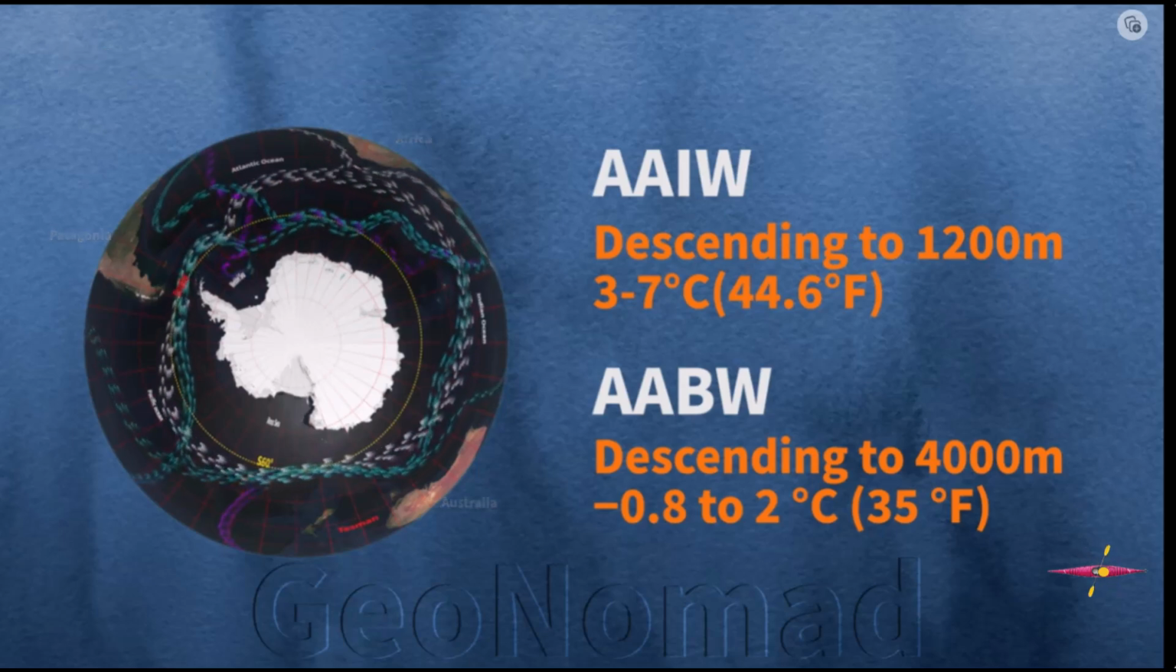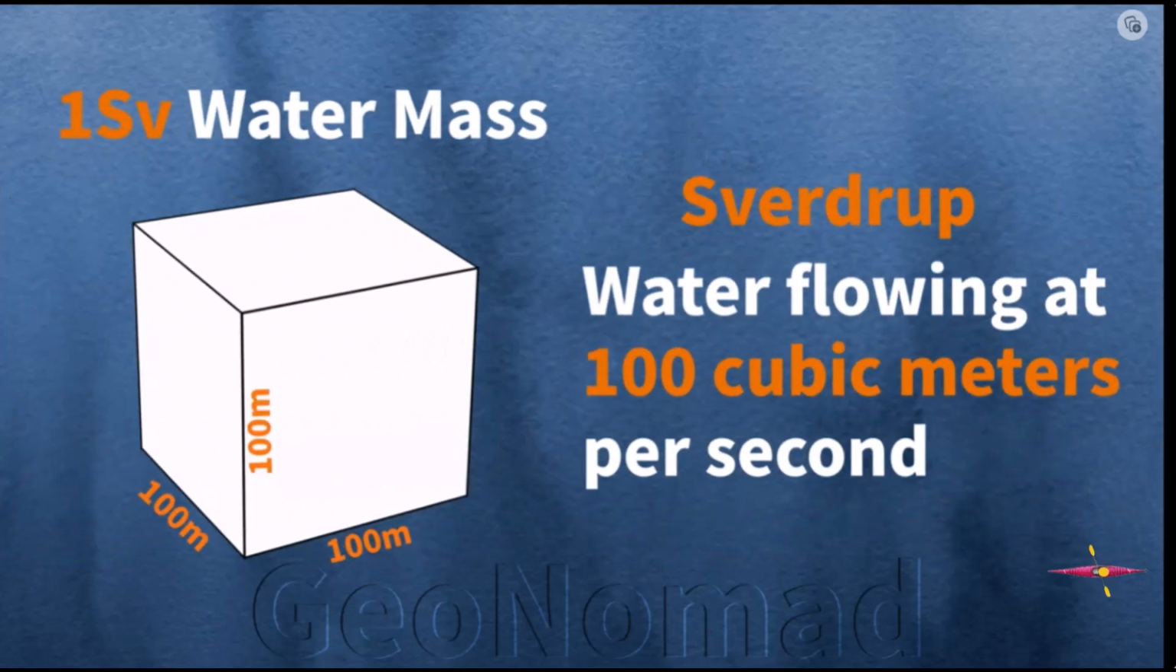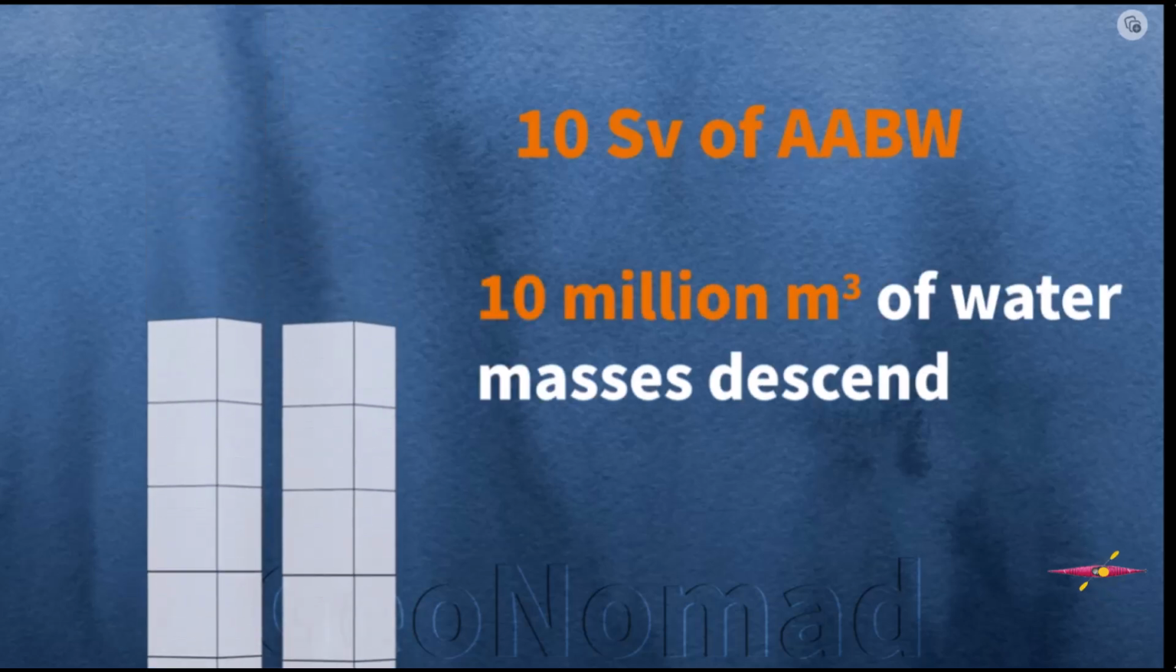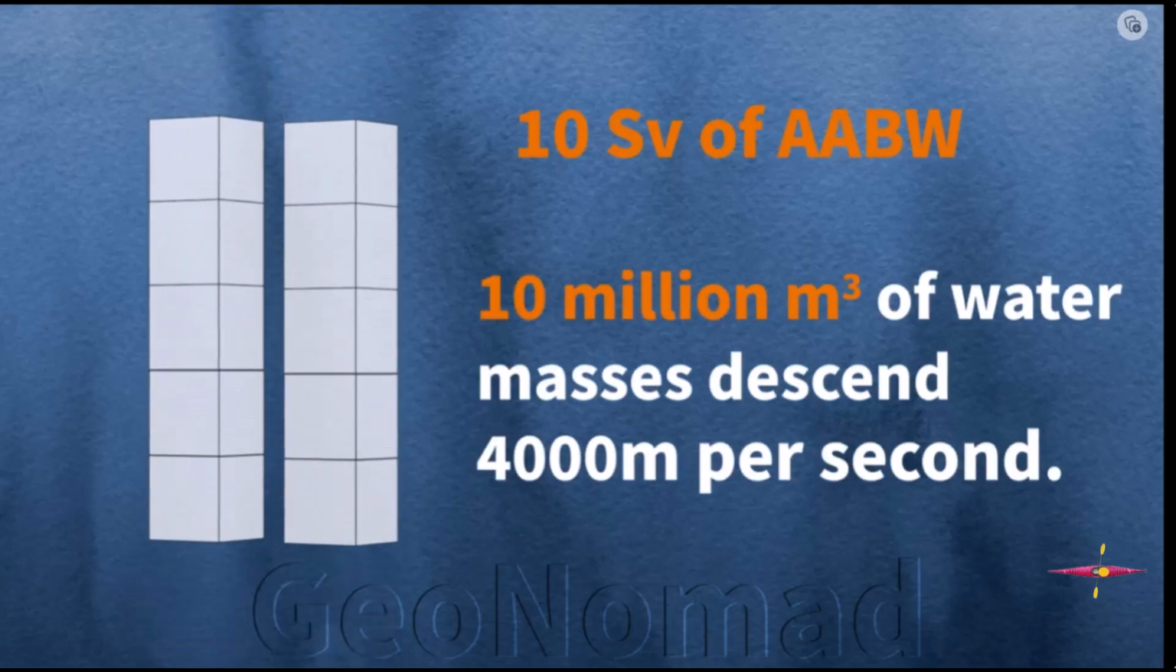The amount of water masses is 10 Sv, or sverdrups. A sverdrup is the amount of water flowing at 1 million cubic meters per second. In other words, in this case of AABW, 10 water masses of 1 million cubic meters descend to a depth of 4,000 meters per second. The amount is unimaginably staggering.